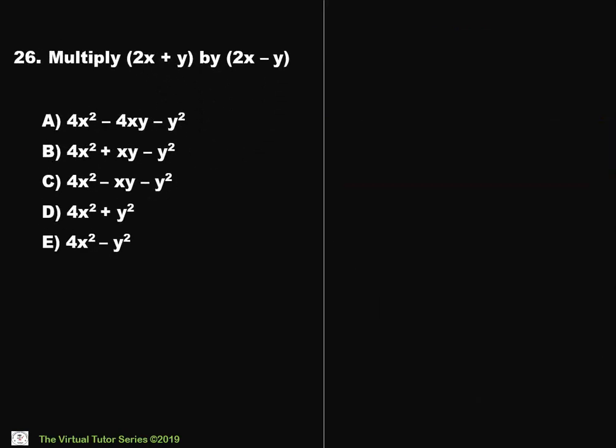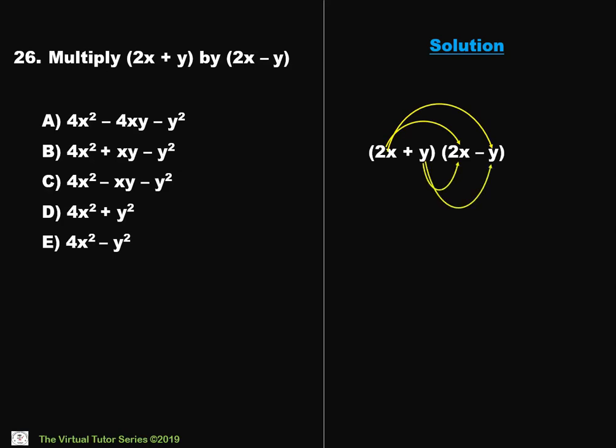Question 26. Multiply into bracket 2x plus y bracket close by to bracket 2x minus y. Solution. We are given the expression (2x + y) times (2x - y). We expand the expression by multiplying 2x by 2x and negative y, and multiplying y by 2x and negative y.